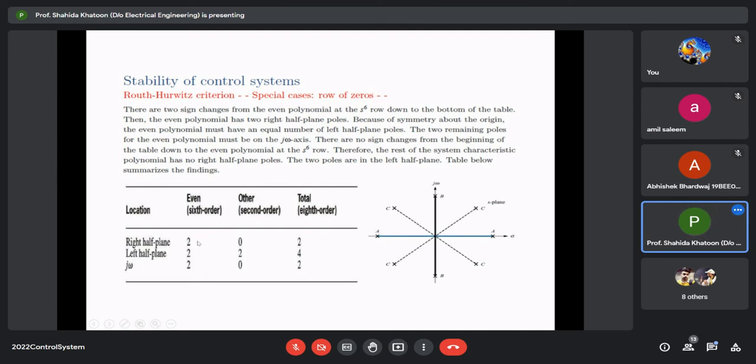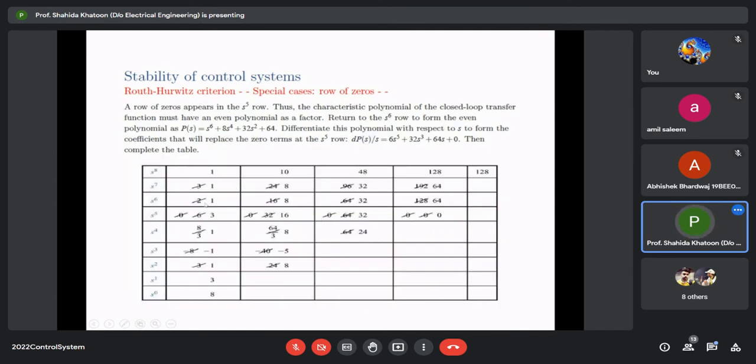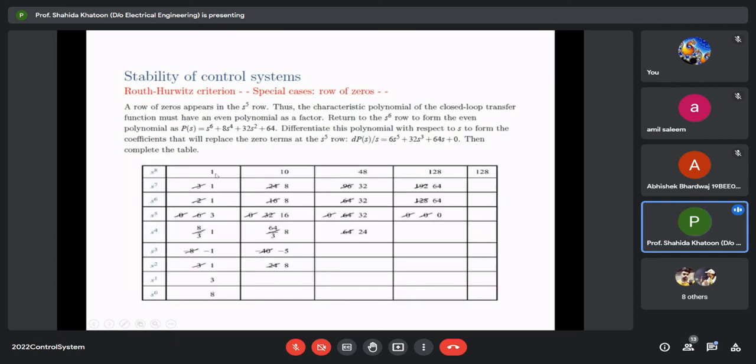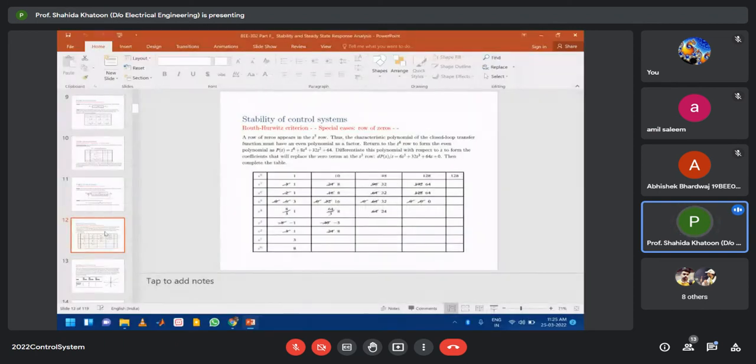So there are two poles on the right half of the plane, these two, and then two poles on the left half of the s plane and two poles on the j omega axis. This is for the sixth order, then for second order, and then for eighth order. So you can note it down first and then go forward.